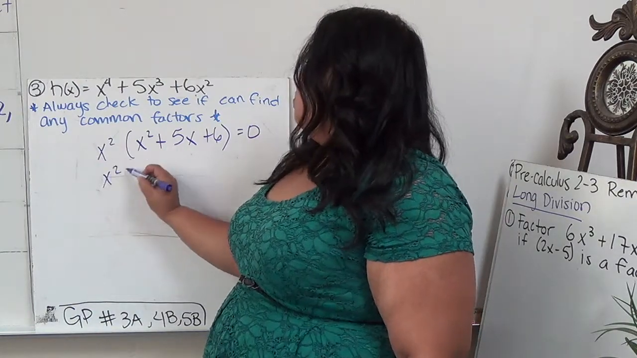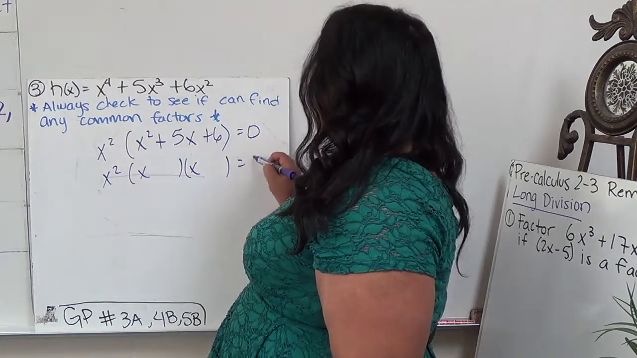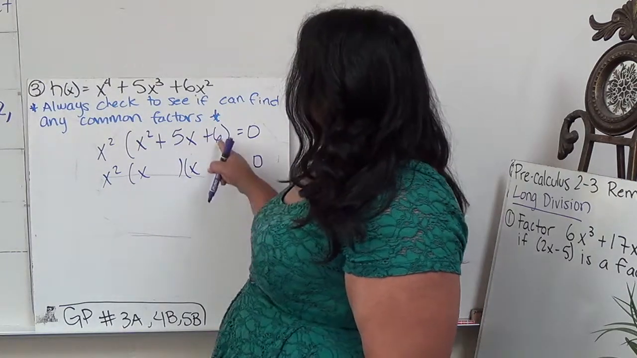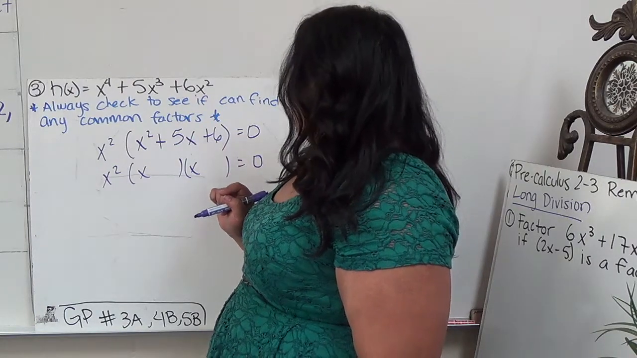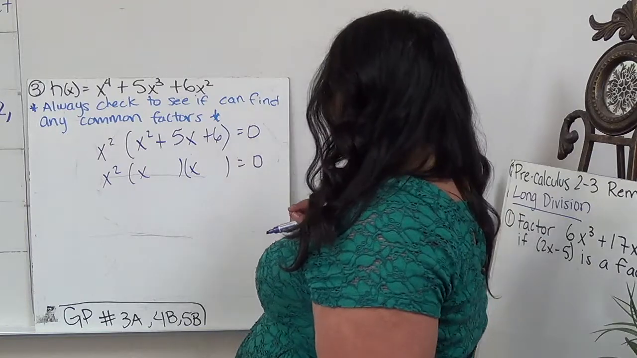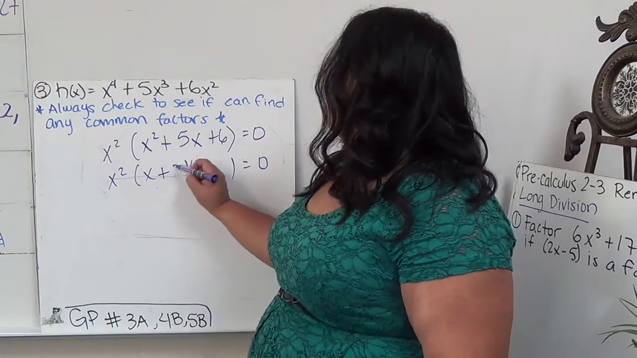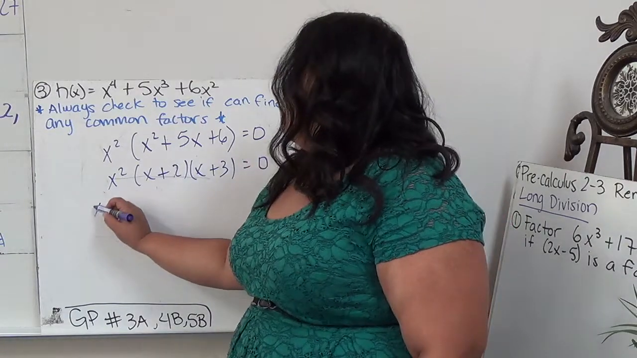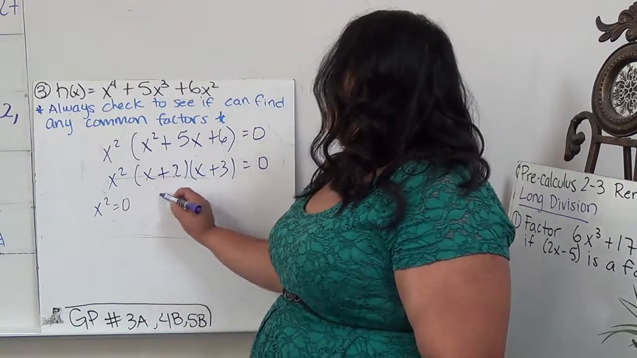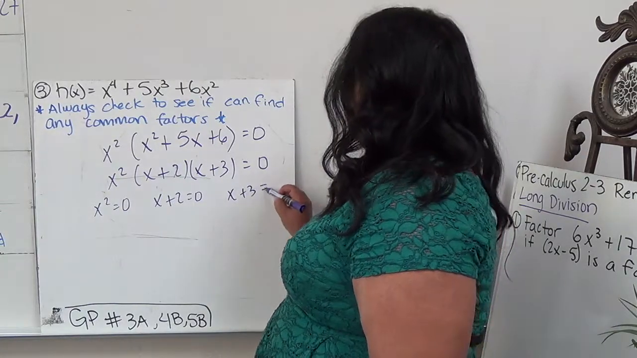I end up with x squared, and then two numbers that when multiplied together get me a positive 6, but when added together get me a positive 5. That's positive 2 and positive 3. So now I do x squared equals 0, then x plus 2 equals 0, then x plus 3 equals 0.